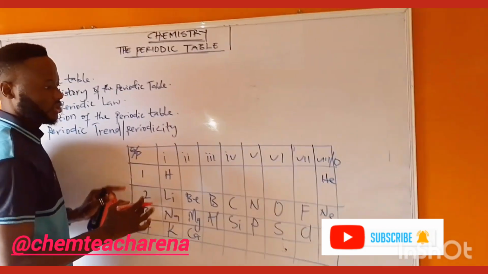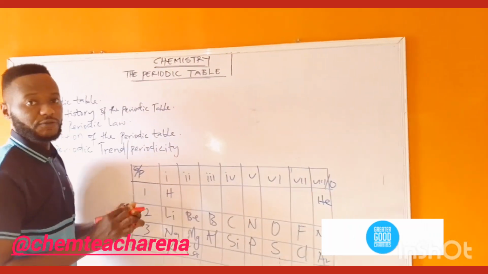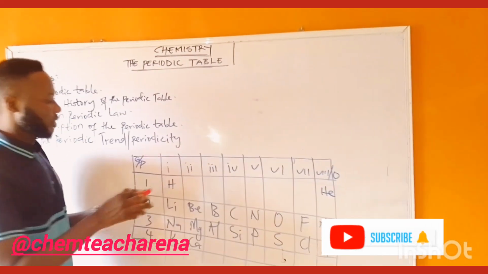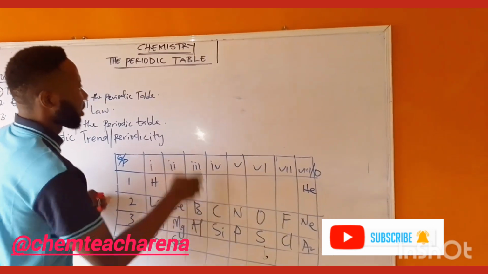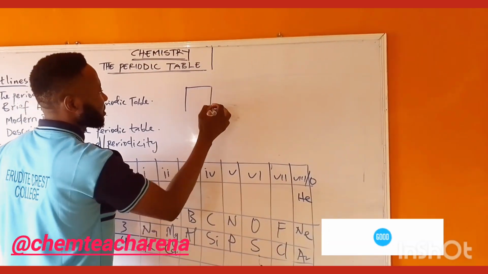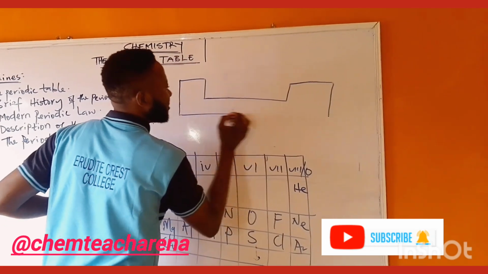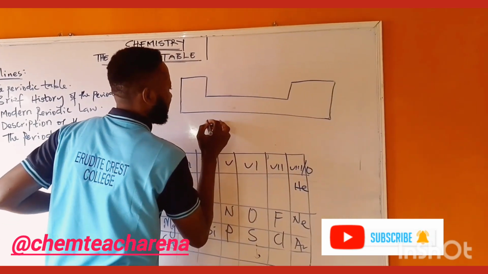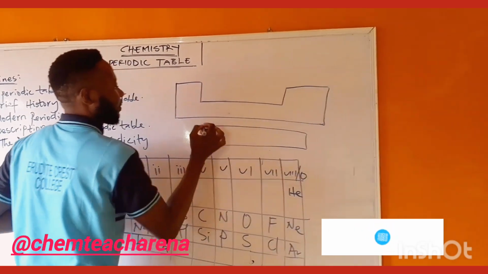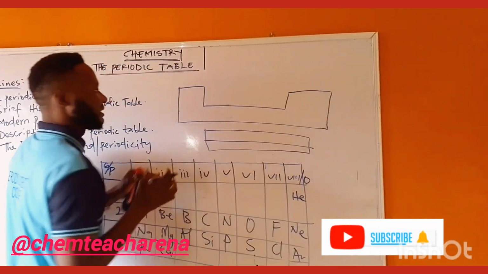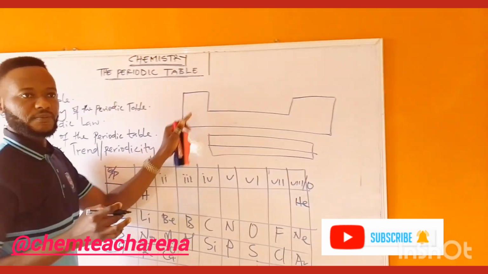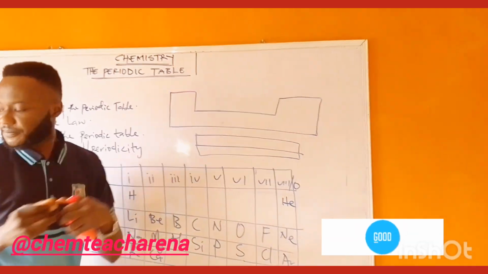This is a short demonstration of the periodic table. Now, this one will not take us to the complete one. The complete one is where you have something like this. You must have seen this. Then you now have another one here. This is the complete periodic table.